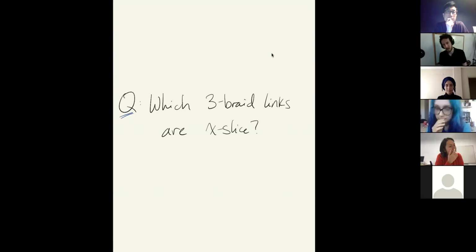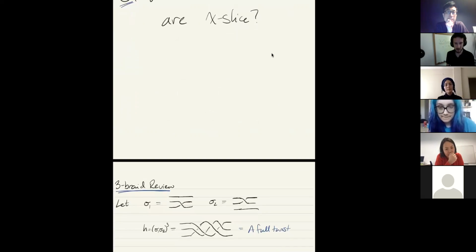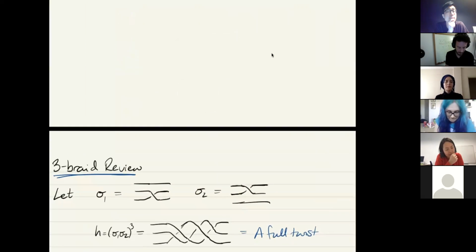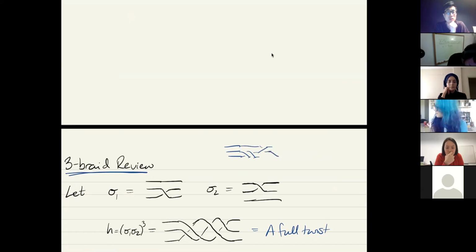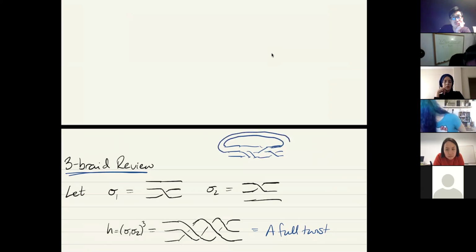So which three braid lengths are chi-slice? Now let me remind you about how three braids look, just a little bit of review. To start with, if I have a three braid in general, what does that even mean? I just take three strands and I just put a bunch of crossings into it. Maybe I do this, and then maybe I do that, and maybe I do that. And so I end up with this three braid with a bunch of crossings. But now if I want to turn it into a link, I just have to take the closure and close the thing up. So the three braid link is this.